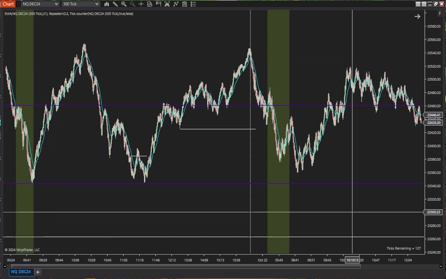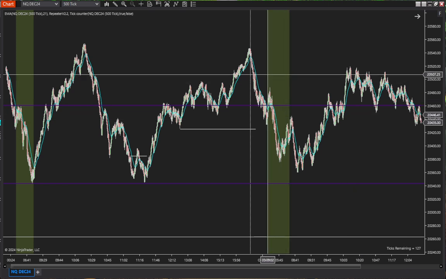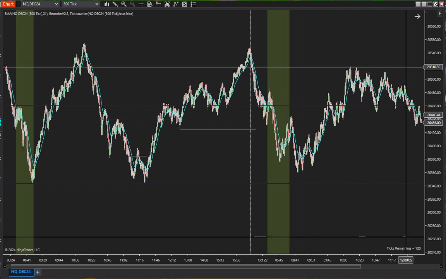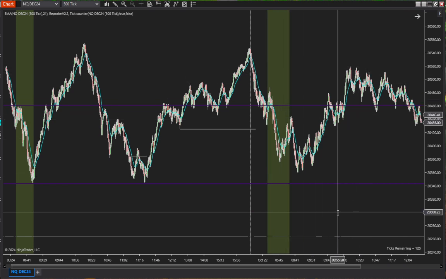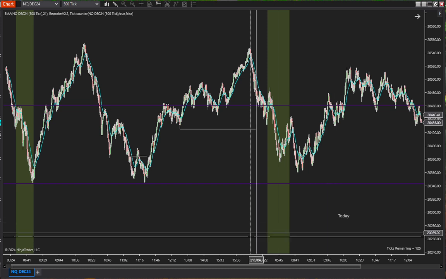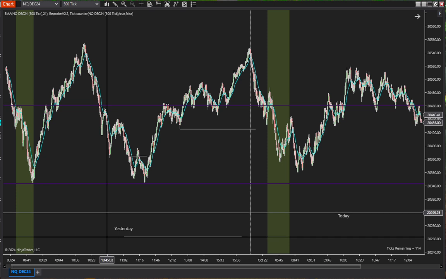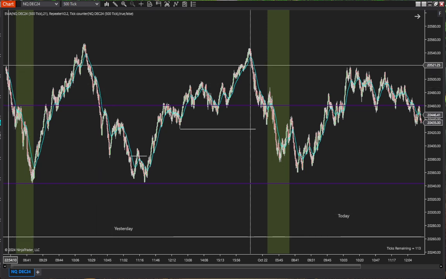So overnight session, this is today's price action. So everything from the green over here is today. So this is today. And this is yesterday. Right? So yesterday, overnight inventory is short.